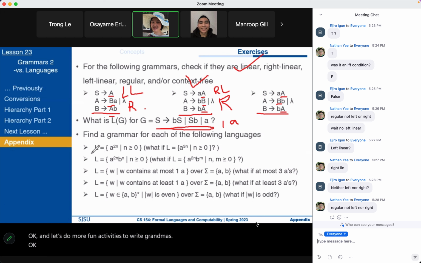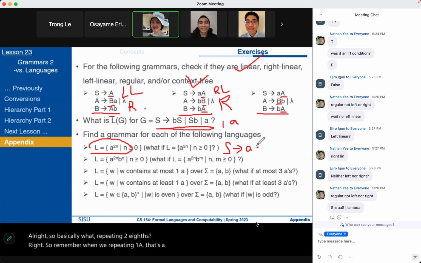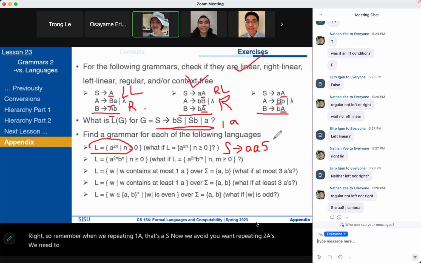Okay, so for this one, any thoughts? Okay, nice. All right, so basically we're repeating two A's, right? So remember when we're repeating one A, that's AS. Now we are repeating two A's, repeating two A's any times, and it can be lambda. Right. So the same idea for 3A.